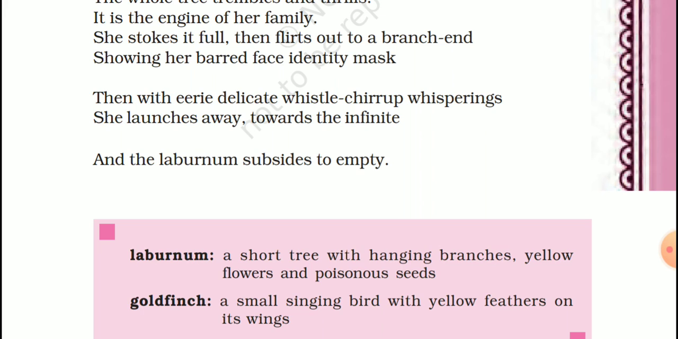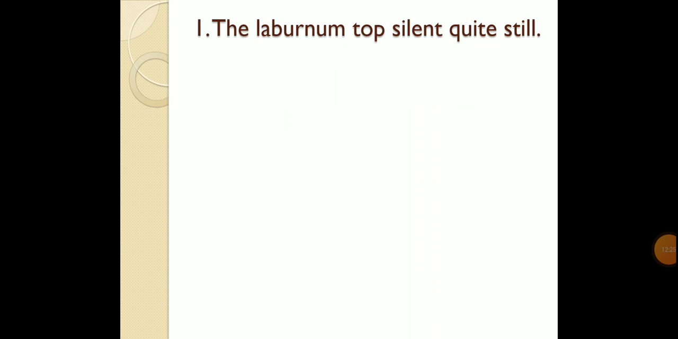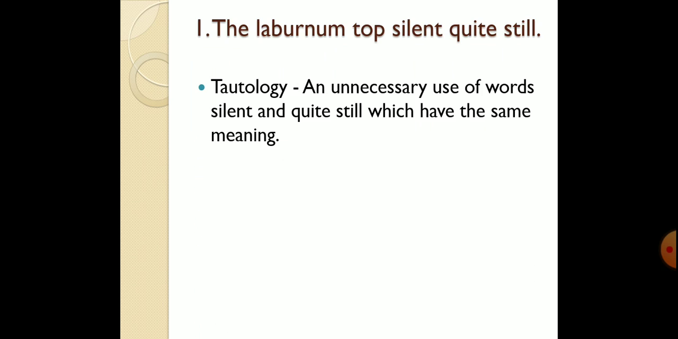So, dear students, I hope that you all have understood the meaning of the poetry. Now, let us move ahead with the explanation of the figures of speech for this poem. Figures of speech. The laburnum top, silent, quite still. The first figure of speech is tautology. It means an unnecessary use of words which is silent, quite still, which have the same meaning, but still for the poetic effect it is being used in the same sentence.